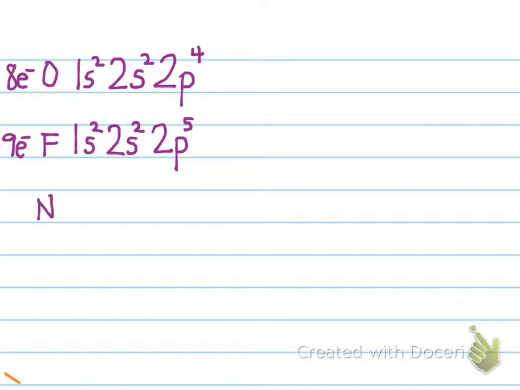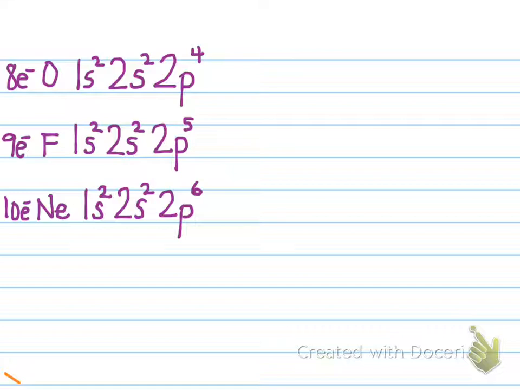Neon, atomic number 10, so it has 10 electrons. Again, first energy level, S sublevel, completely full with its 2 electrons. Second energy level, S sublevel, completely full with its 2 electrons. Next, I come to my 2p. It can hold up to 6. I have 4. I need 6. So my electron configuration for neon is 1s2, 2s2, 2p6.